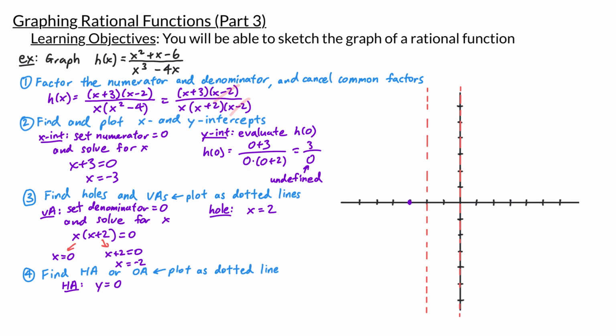On our graph, we'll plot our horizontal asymptote y equals 0 as a dotted line, and that horizontal line is our x-axis. In step 5, we want to determine where the graph crosses the horizontal asymptote or oblique asymptote. In this case, since our horizontal asymptote is y equals 0, which is the x-axis, we've already found where the graph crosses the x-axis. We found that in step 2 when we found x-intercepts. We know that our graph crosses the x-axis at x equals -3. We already have this point here on our horizontal asymptote. So in this step, we already know that the intersection is at x equals -3, and we're done.